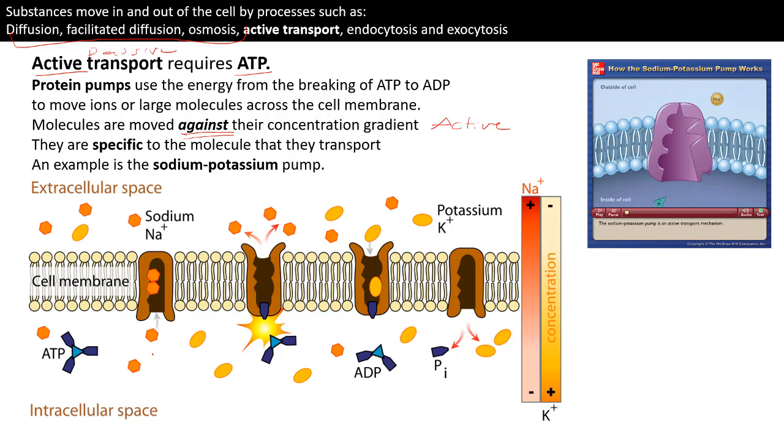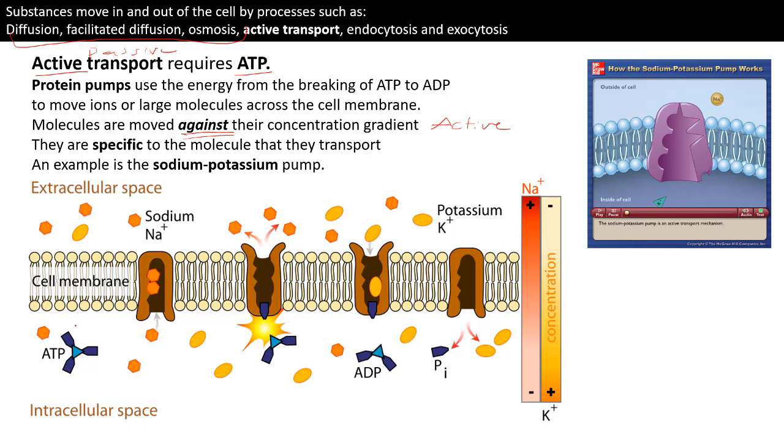Okay, so we've got, for example, some sodium in here, and we've got excess sodium out here. What happens is this sodium-potassium pump takes in those sodiums, and a little bit of ATP comes along and shoots them out. Then 3 potassiums come in here and it changes shape again and comes back.